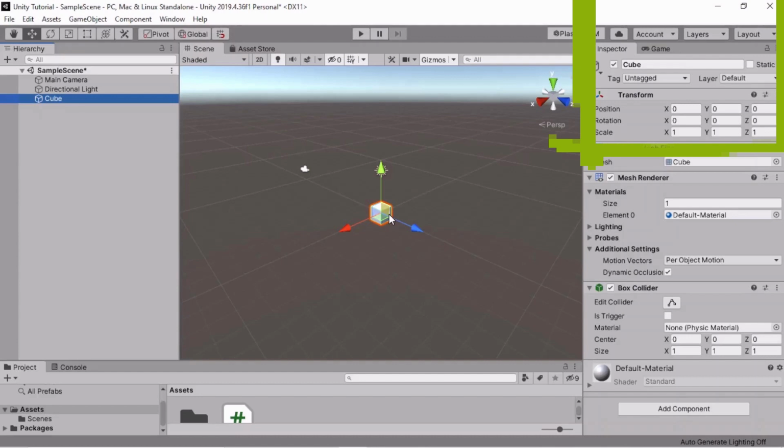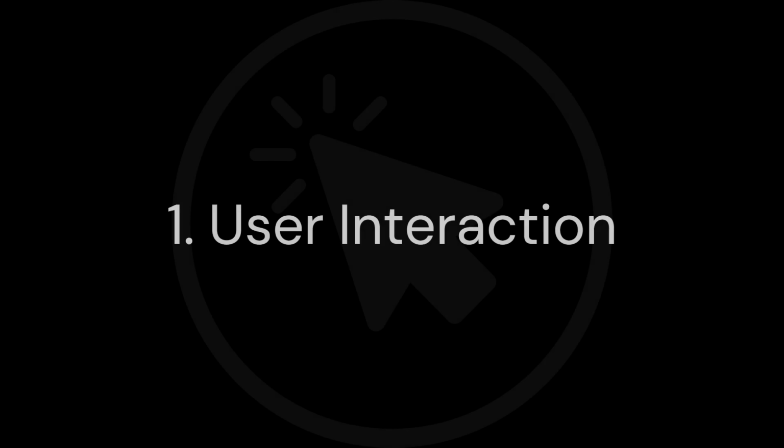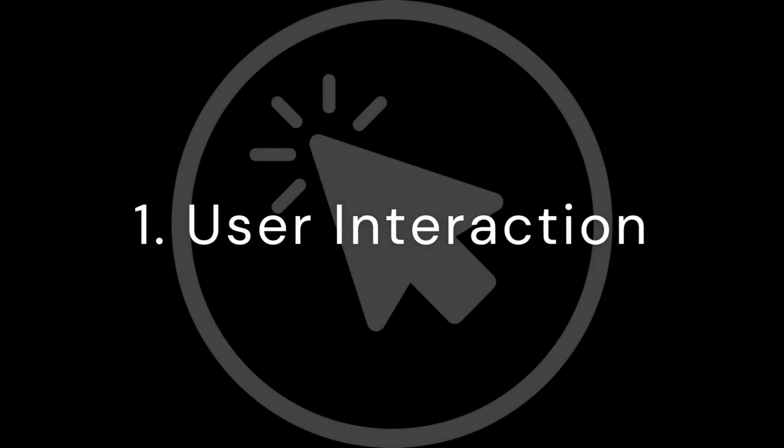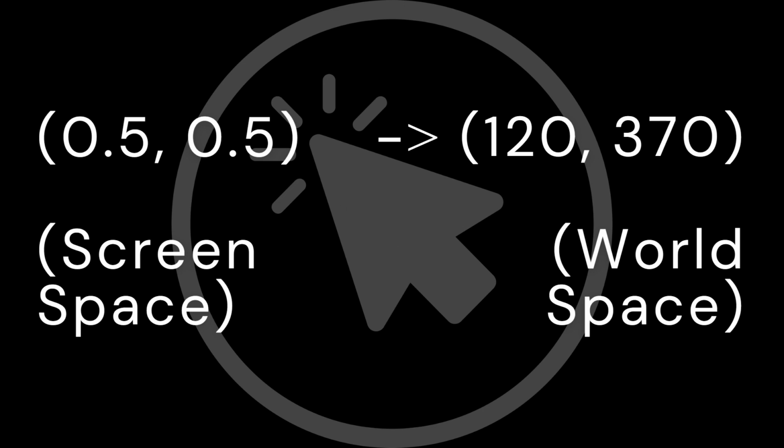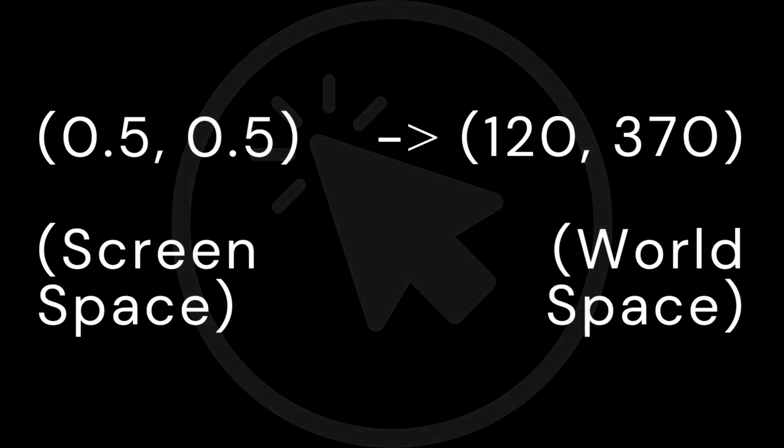Next, we will briefly talk about 5 practical use cases where you might need to transform a position from screen space to world space in Unity. 1. User interaction. When developing a game or application, you often need to capture user input, such as mouse clicks or touches, in screen space. By transforming these screen positions into world space, you can determine where the user interacted with the game world. For example, you can use this technique to select objects or perform actions based on where the user clicked.